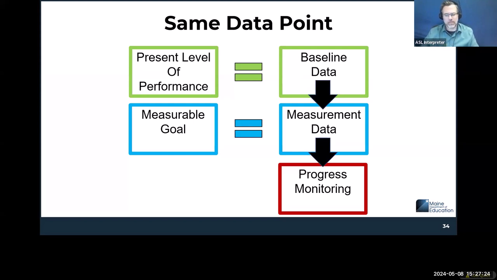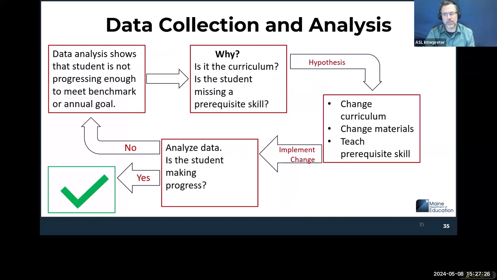All right, this next slide is a lot. I'm sorry. I made this just at the last minute today, and I think it's a little busy, but so data collection and analysis, right? Your data, if you're taking data all the time and looking at it all the time, the data is going to show you if the student is making progress or not, right?